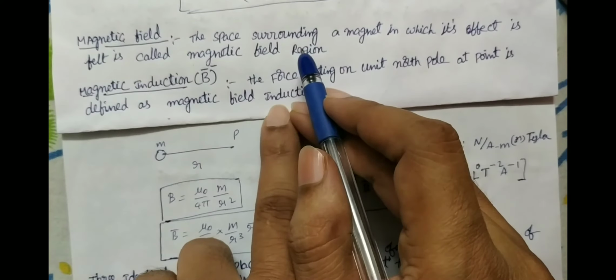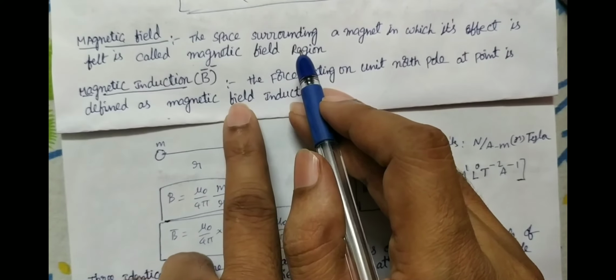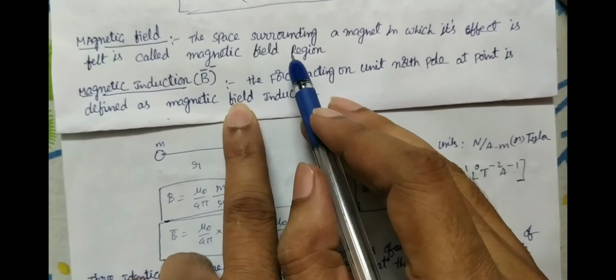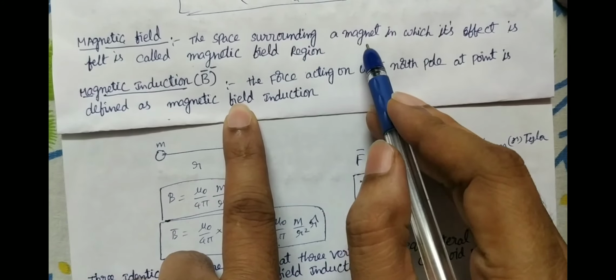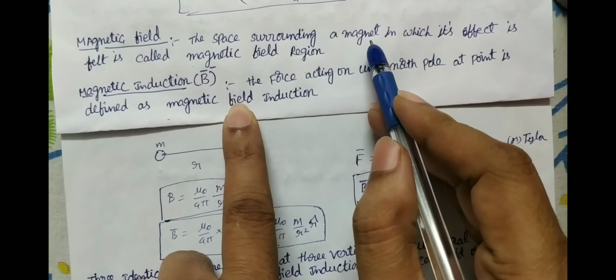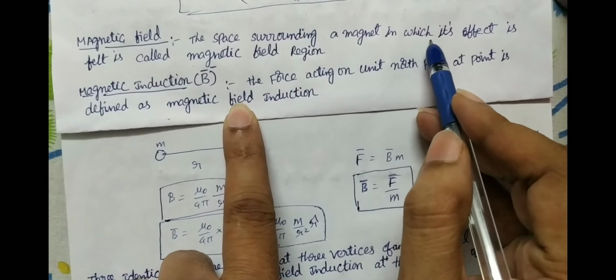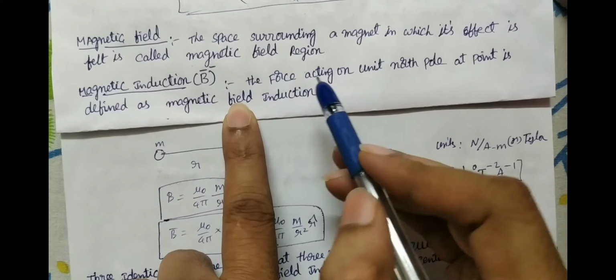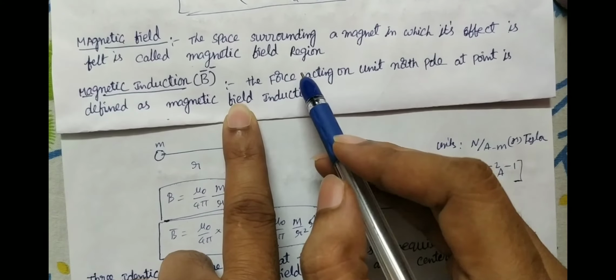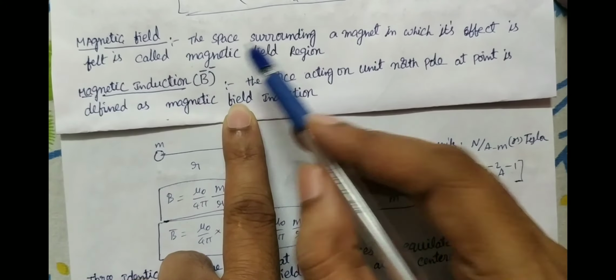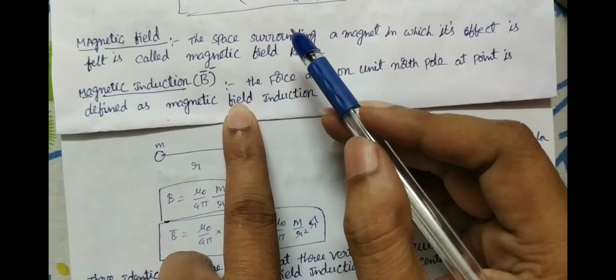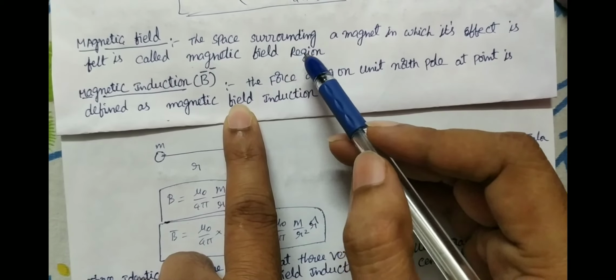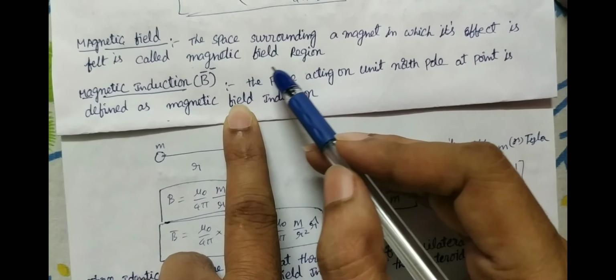Now we'll see about the concept of magnetic field. The space surrounding a magnet, not only a magnet, any magnetic substance, in which its effect is felt is called the magnetic field region. Up to where the effect of the magnet falls, suppose attraction or repulsion takes place, the total space we can call a magnetic field region.